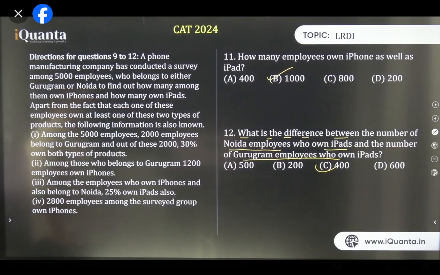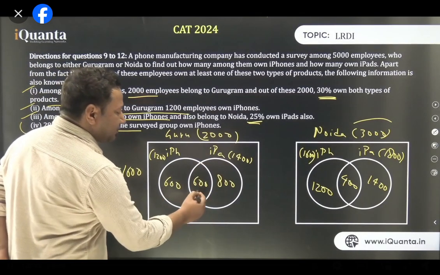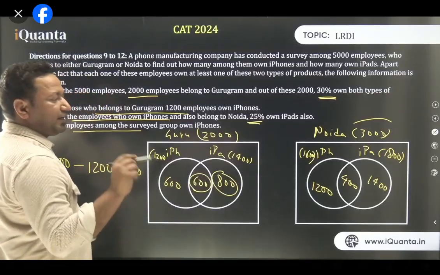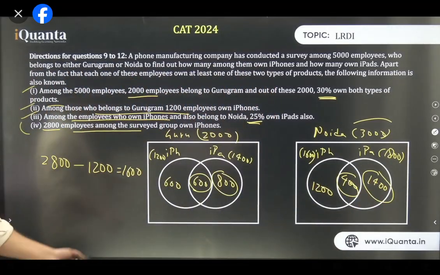The last question: iPad owners in Noida and Gurgaon, we have to tell the difference. How many people own iPads in Gurugram? 600 plus 800. And how many own iPads in Noida? 400 plus 1400. They did not say only iPads. That's why I took the total iPads.